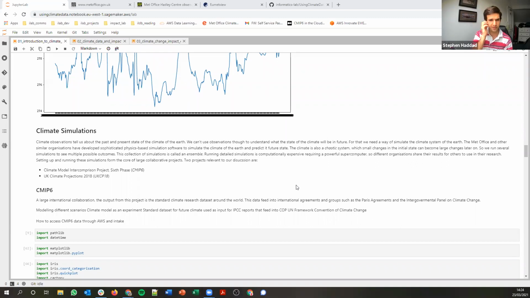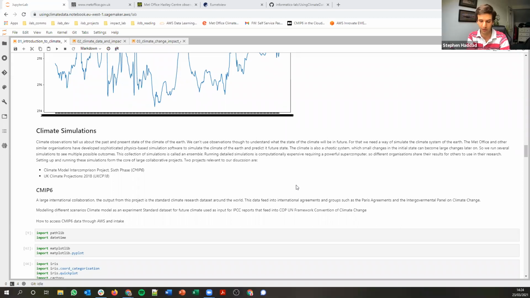Two higher profile climate simulation datasets include what's called CMIP6, formerly the Climate Model Intercomparison Project, 6th phase, which is a global climate simulation project where different organizations all around the world run climate simulations and share them. And then the one that the Met Office has done, which is the UK Climate Projections 2018, or UKCP, which is focused on much higher resolution simulations of the climate, but only for the UK.